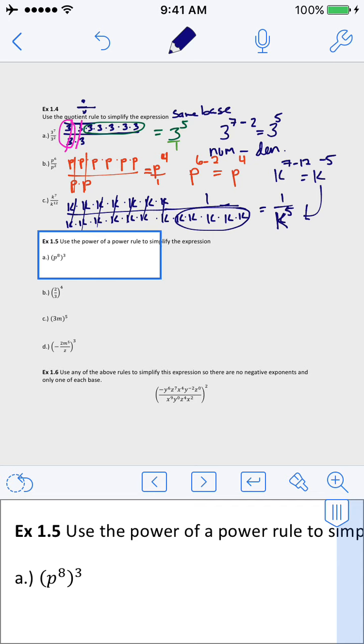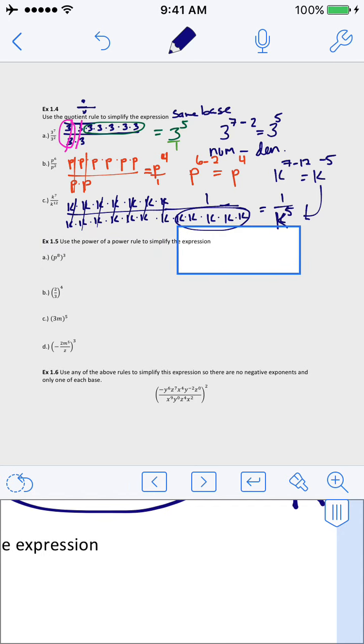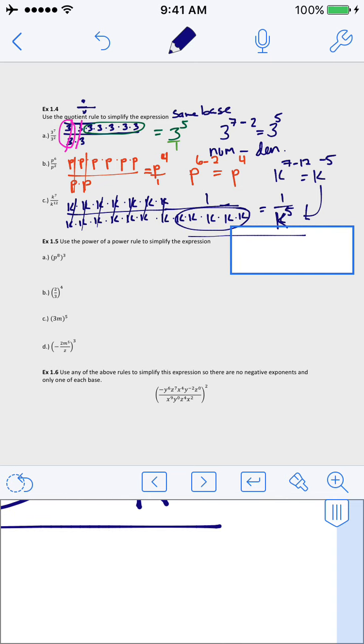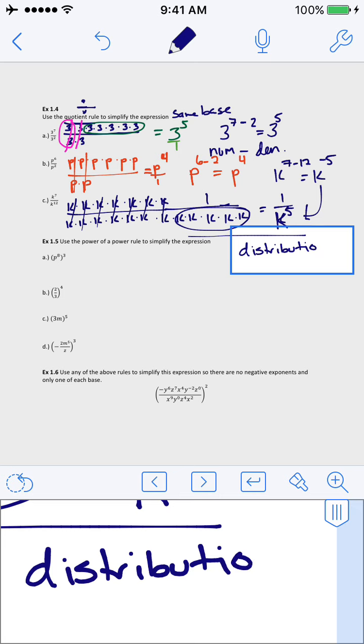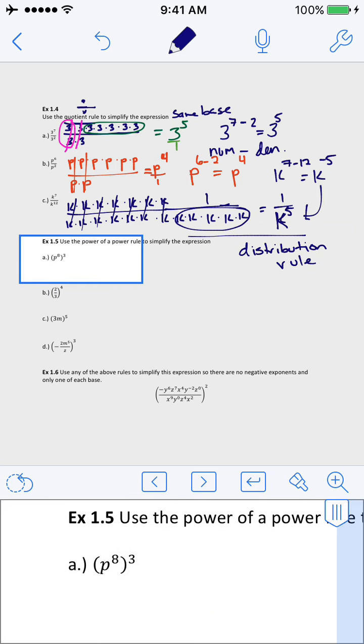The last rule we're going to be talking about is, there's actually 2 rules roped into here. The first one's called power of a power. And we will also be talking about the distribution rule. The distribution rule ropes so nicely with power of a power that we just kind of lump them in the same section. So that's basically what's happening here. But let's talk about this first one right here. This one is the power of a power rule.